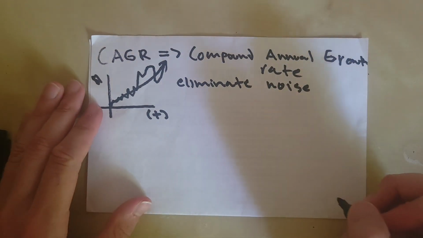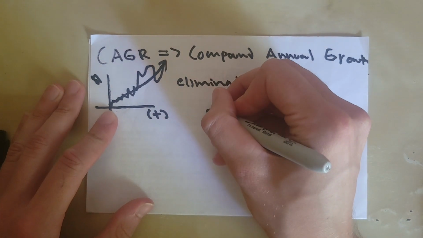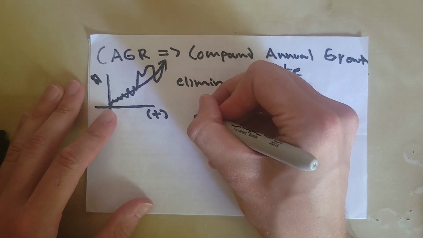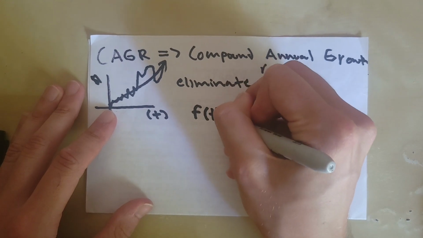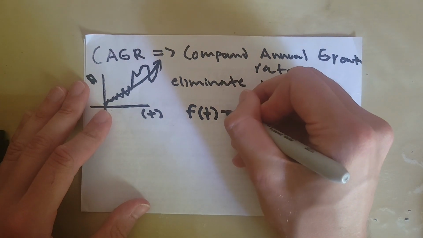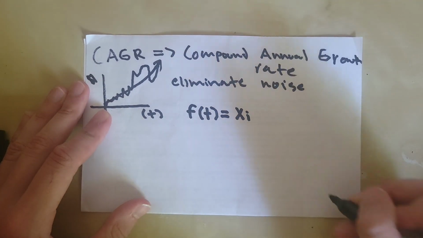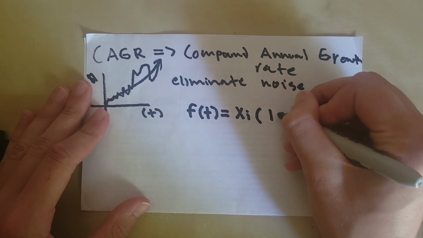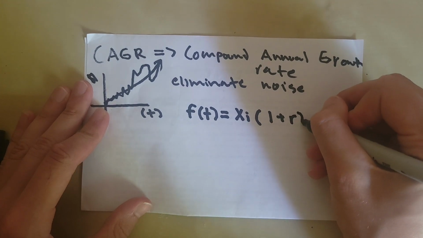So I'm going to start out with a little bit of the math background behind CAGR. We're going to define a function f of t, the function of time, which returns dollars. First of all, you're going to have to start with x sub I, which is your initial investment in the market. And then you're going to have 1 plus R, where R here is CAGR.